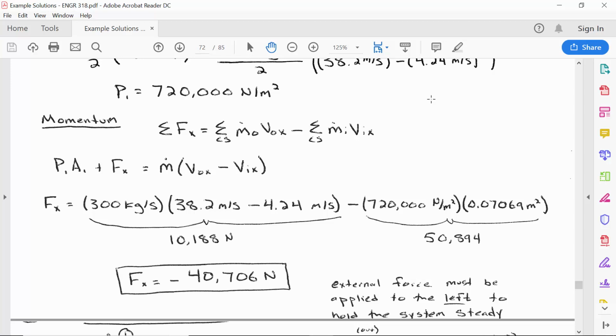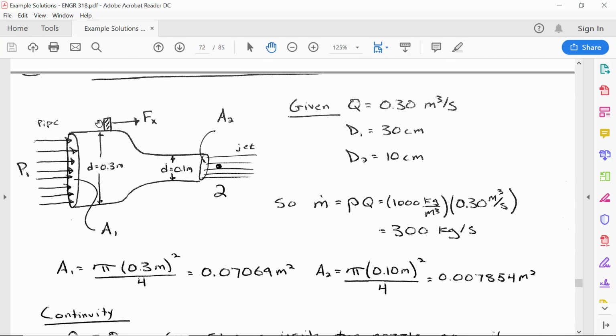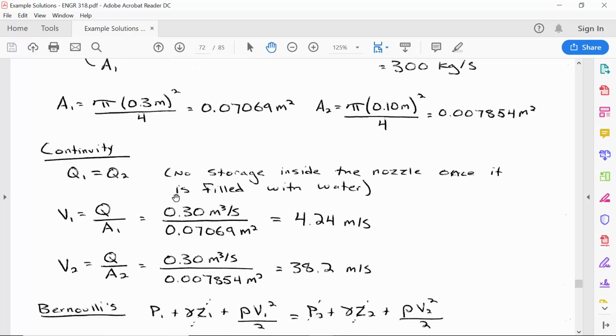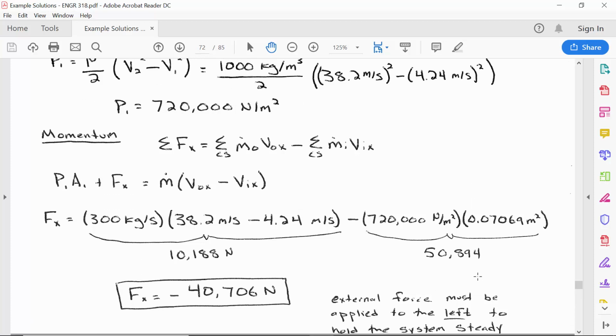So then you'll notice here the text that I said was external force must be applied to the left to hold the system steady. So I've got the minus sign here, and I clarify that the force is to the left, even though up above I showed that the force was to the right. So this was saying the force is to the right, but the magnitude is negative, which means the opposite direction. So it's to the left. Okay, we all on the same page with this one?